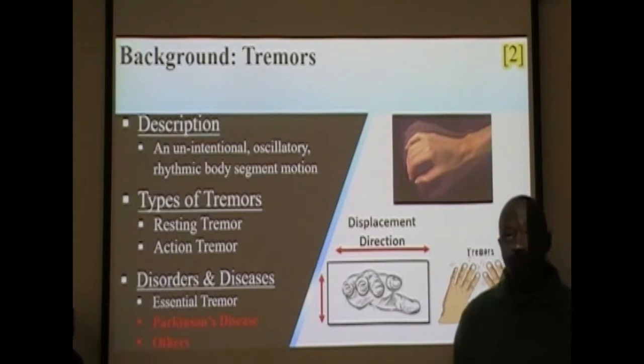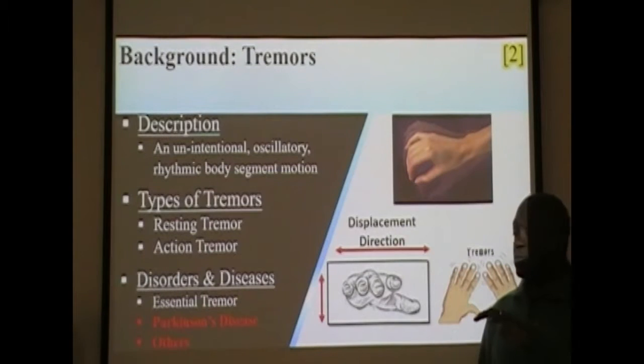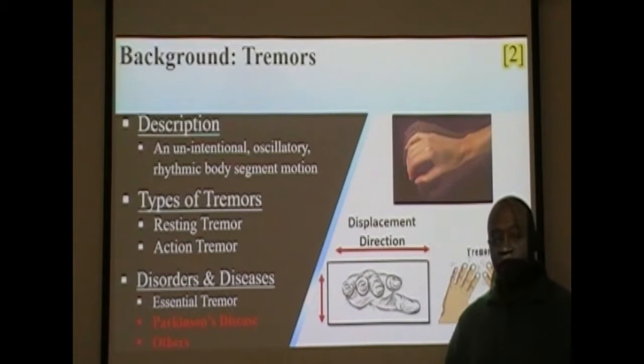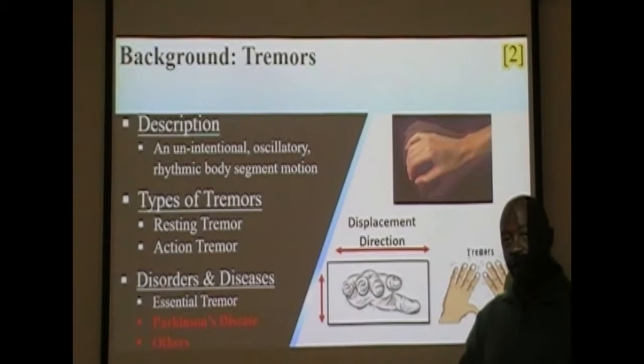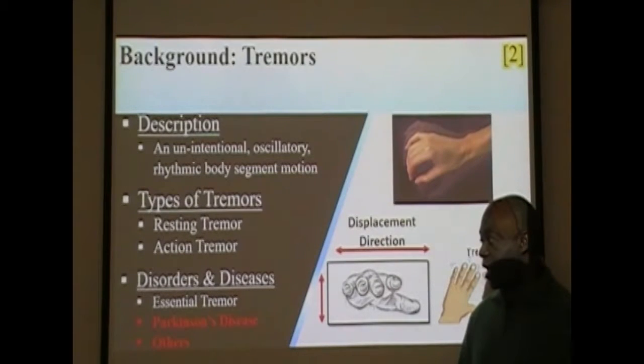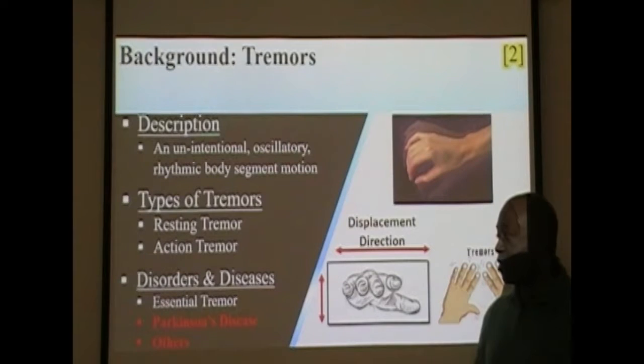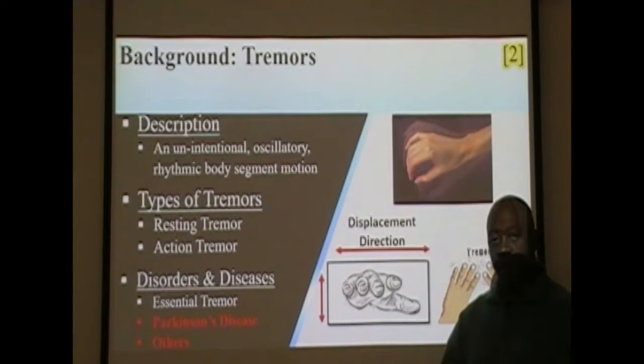Let's get a background on what tremors are and how they affect. A tremor is an unintentional oscillatory rhythmic body segment motion that can be caused. For our particular project, we're taking a look at hand tremors. Now, there are different types of tremors. There are resting tremors and action tremors, and we're going to be looking at the action tremors mostly, and they can be caused by several things. One, they can be caused by Parkinson's disease, which we are going to explore, and we all have a natural tremor that occurs in each and every person here.